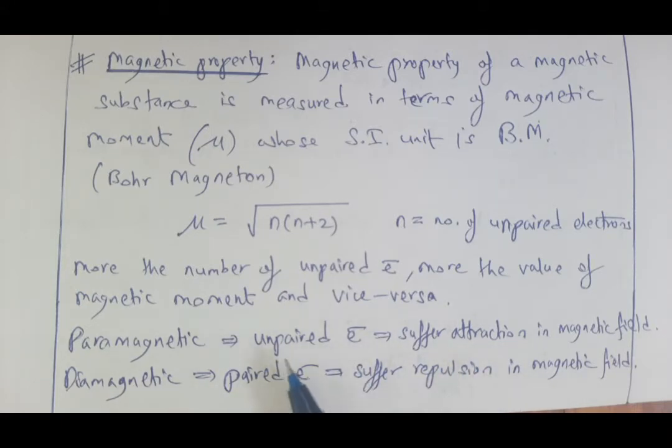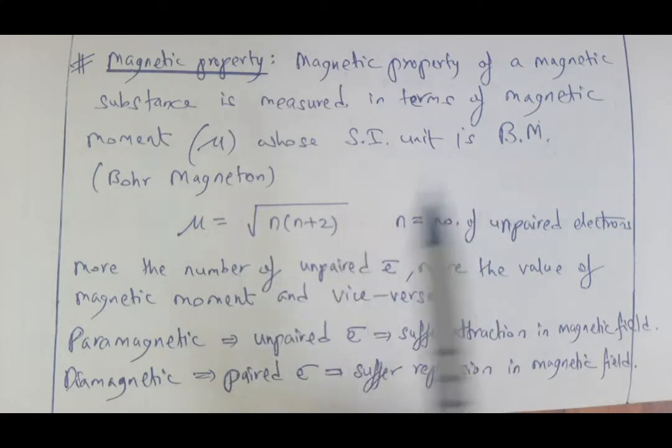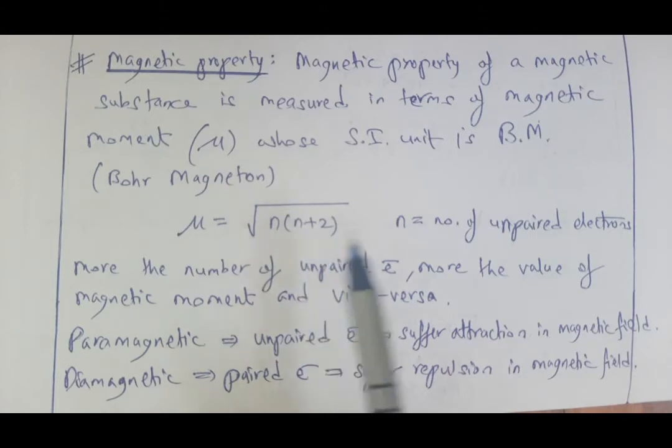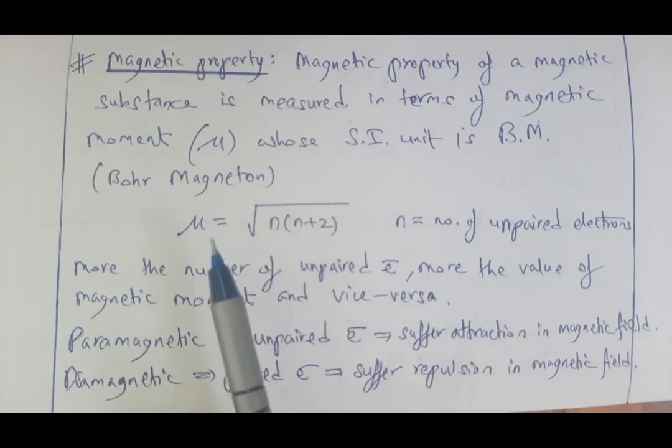Do remember these two. So remember from here: magnetic property is measured by magnetic moment, SI unit BM. The formula is here, n stands for number of unpaired electrons. More unpaired, more magnetic moment, more attraction. Less unpaired, less magnetic moment, less attraction. Para means unpaired electrons, suffer attraction in a magnetic field. Dia means paired electrons, suffer repulsion in a magnetic field.